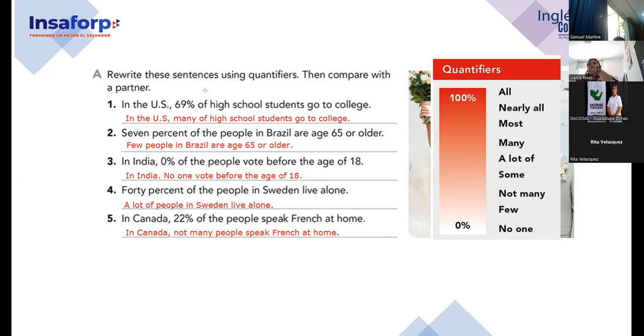¿Será que en nuestro caso todos los de bachillerato van a la universidad? ¿Qué pensamos de El Salvador? So, what is your opinion about El Salvador? Maybe 50%. Okay, 50% probably, right? 50. So express that using quantifiers. In El Salvador, a lot of. Okay. In El Salvador, a lot of. Pero ahí sí, iría como people, o no, tampoco.